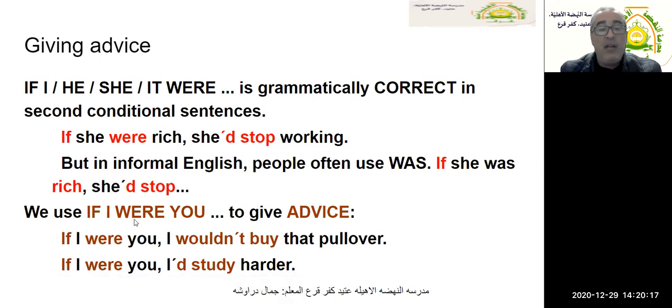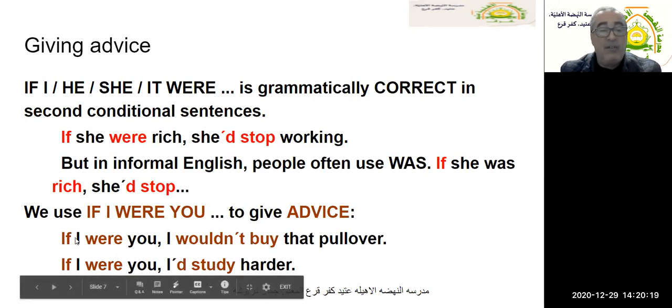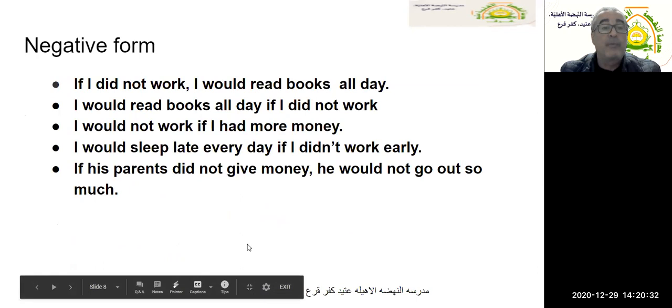We use if I were you to give advice. For example, if I were you, I wouldn't buy that pullover. If I were you, I would study harder. This means that you are not studying harder, but if I were you, I would study harder.